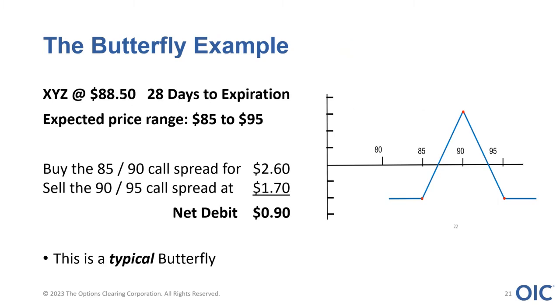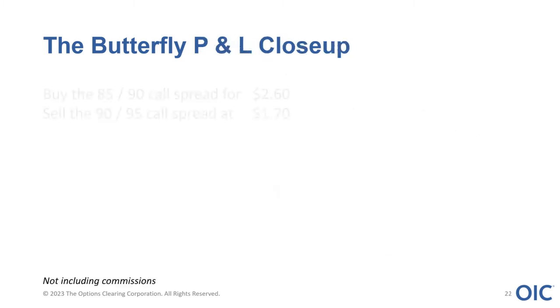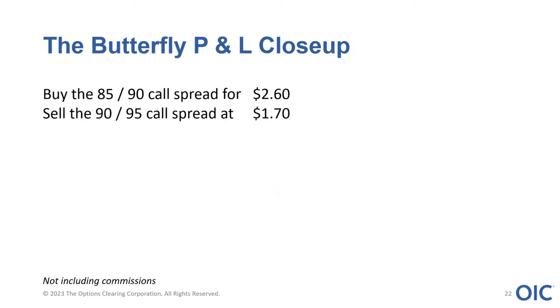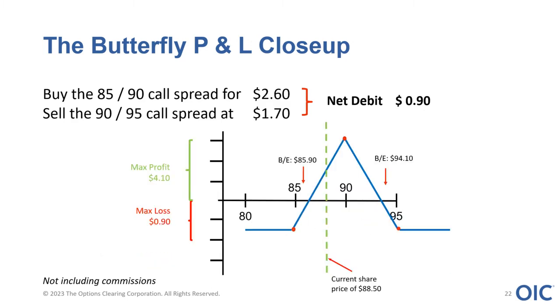Let's dig a little bit into what it actually looks like when we're talking about a close-up P&L. Again, the 85-90 call spread for 260, the 90-95 call spread. You are selling this one, you're buying this one. So you're going to end up with a 90-cent debit for the entire spread. And this is what it looks like at expiration. Now, let's talk about this in component pieces, because what we're dealing with here is a slightly shifted P&L graph, because the stock is 88.5.